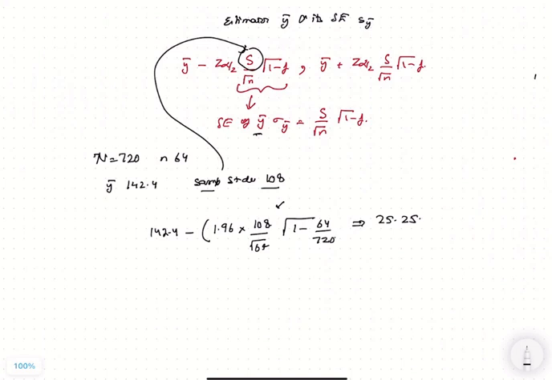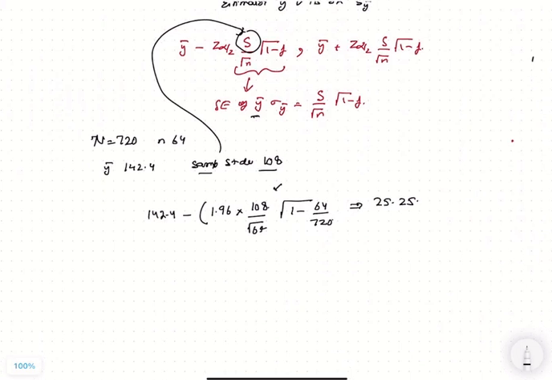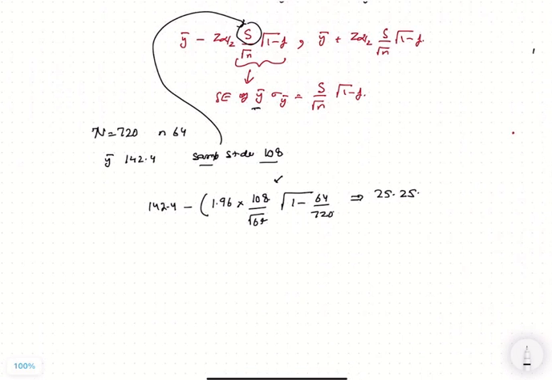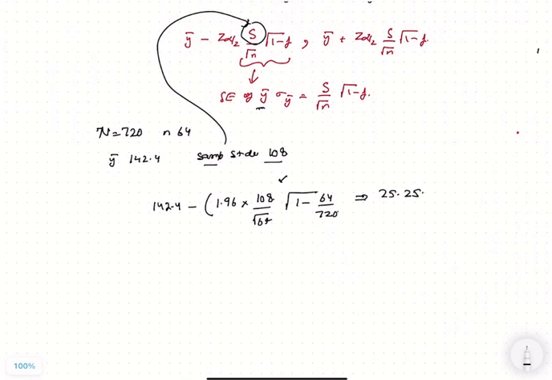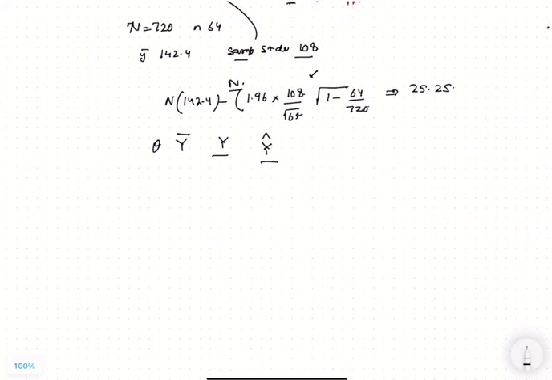Similarly, if we want to know the population total, if the parameter theta is not the y bar but y itself or y hat, then all you do is to multiply N with it. So you multiply N with this and you multiply N with this, and that will give you the total of y's.